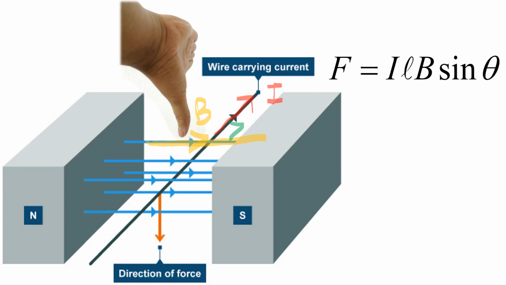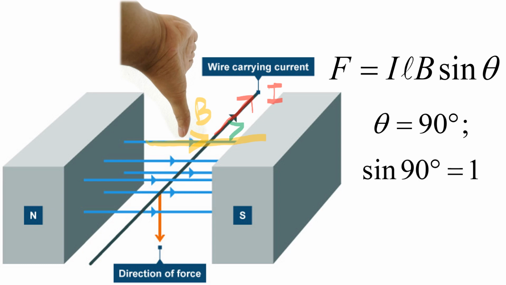So by using the formula F equals ILB sine theta, our theta now is the 90 degree angle between the current and also magnetic field. Therefore, sine 90 will give you 1. And by looking at the direction of the thumb pointing downward, it shows the direction of magnetic force. Hence, the conductor will move downwards.